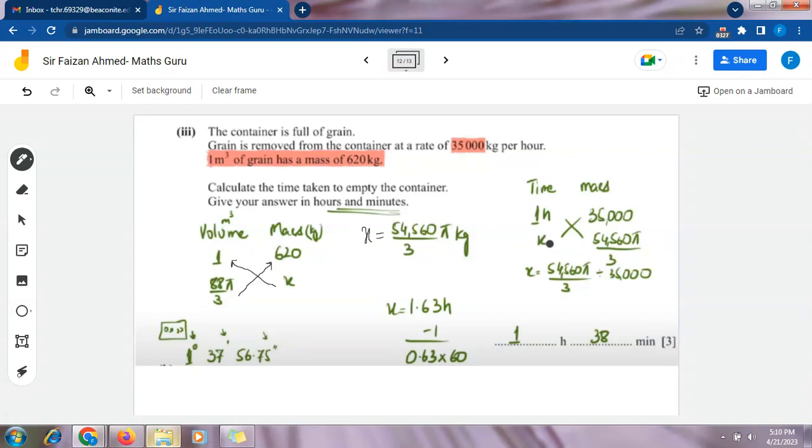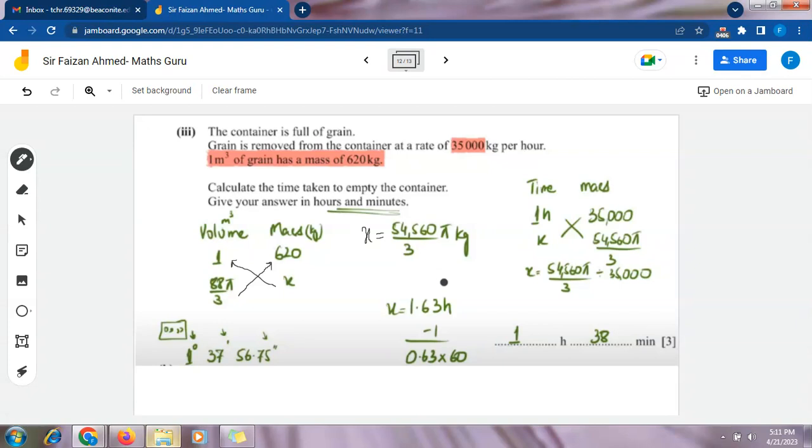So we will write x in the column of time, and again cross multiply. 54,560 pi upon 3 will be multiplied with 1, and x will be multiplied with 35,000. Since we have to find the value of x, we will just divide 54,560 pi upon 3 by 35,000, and on using the calculator, the value of time, in hours, comes out as 1.63 hours. So 1.63 hours is required to empty this much mass which we have in our container.